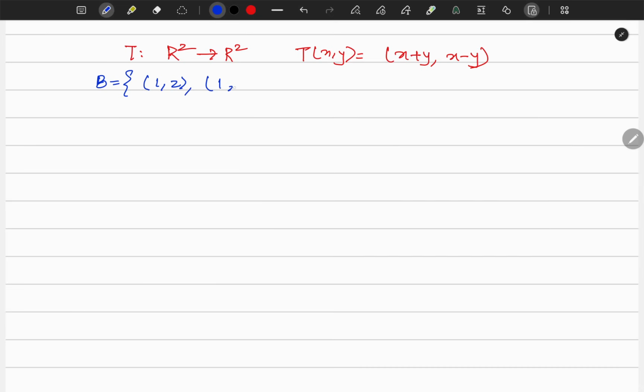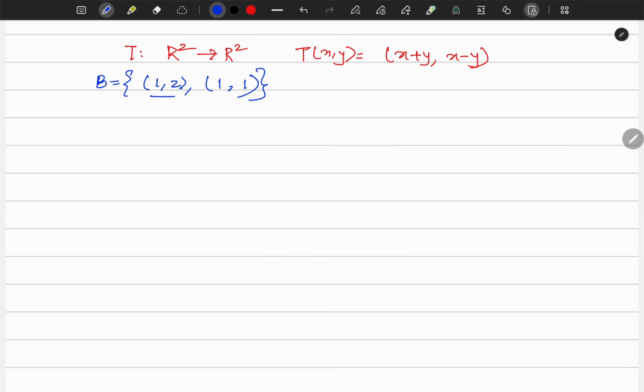Okay. Again, I will show one question here. Last question. If T is from R2 to R2, such that T of x comma y will be equal to x plus y, x minus y. Okay, so here the basis will be given, that basis will be 1 comma 2 and 1 comma 1. Okay, this is a basis. Check the matrix associated with it.